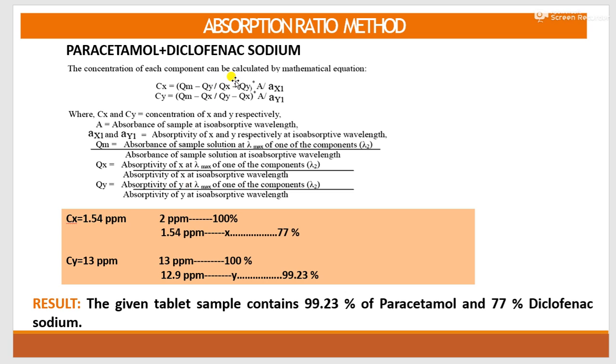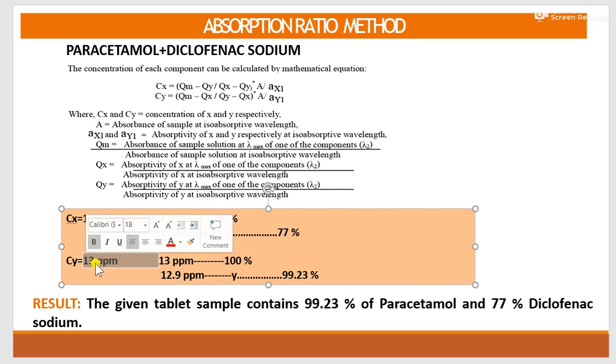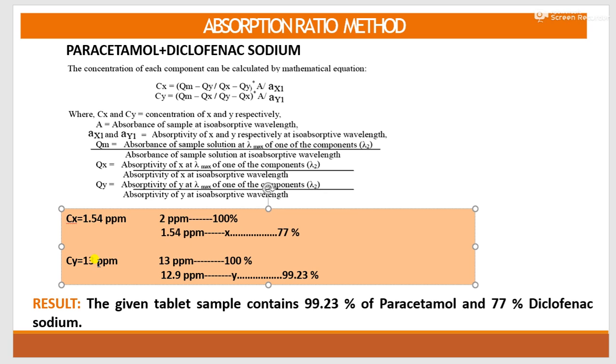So if you substitute all the values into the equation, you will get the concentration, but the concentration will be expressed in gram per 100 ml, because absorptivity was calculated using the concentration unit gram per 100 ml. So that gram per 100 ml again you have to convert into ppm. Suppose the Cx is 1.54 ppm and Cy is 13 ppm, no, not 13 ppm, 12.9 ppm. So this is 12.9 ppm.